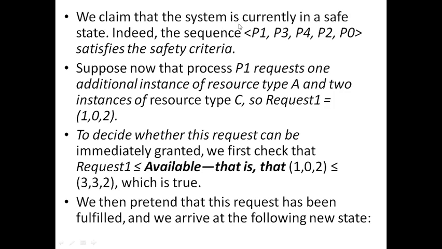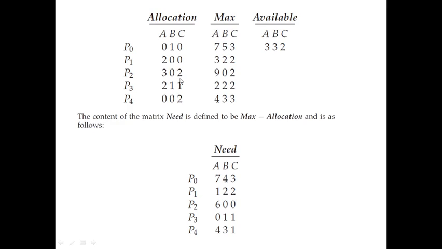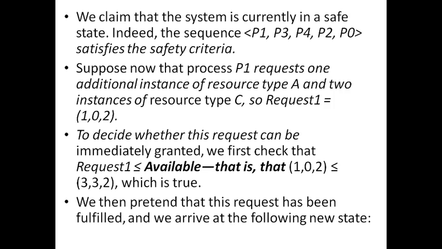So we can claim that the system is currently in a safe state, because the sequence P1, P3, P4, P2, P0 exists that satisfies the safety condition, so we can finish all the processes with the available resources. So the first response is that currently the system is safe.